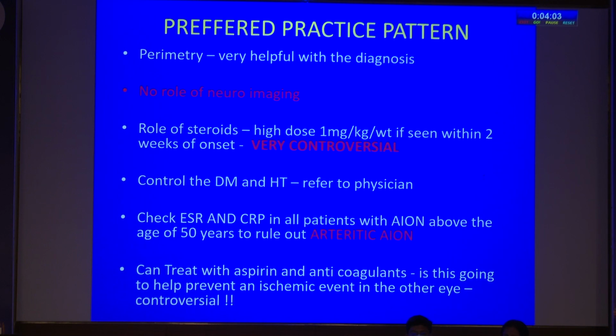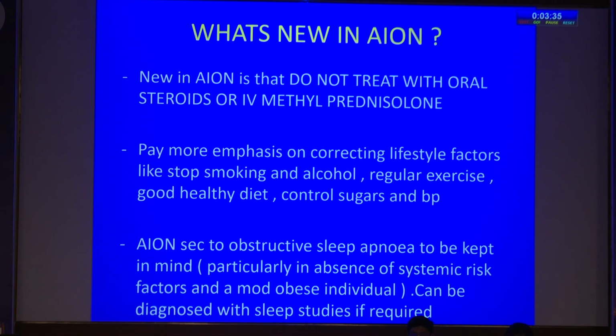What is the preferred practice pattern? Number one, perimetry is very useful to reach your diagnosis. Please remember that there is no role of neuroimaging in these cases. Role of steroids, very, very controversial. Most important thing is control the diabetes, hypertension, refer to the physician. All patients above the age of 50 years old, you must do an ESR and CRP to rule out an arteritic AION. Can treat with aspirin and anticoagulants, but is this going to help an ischemic event in the other eye? Controversial.